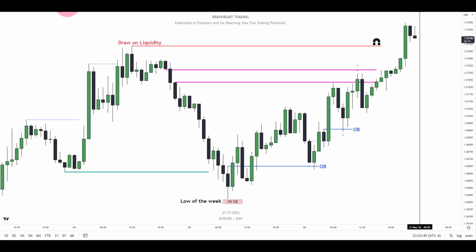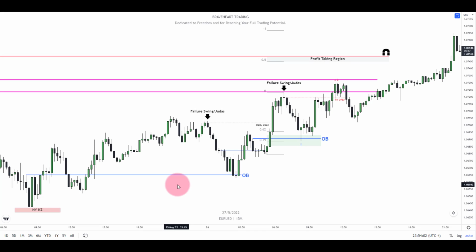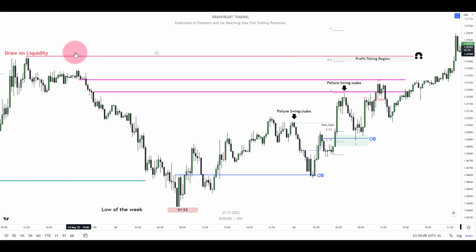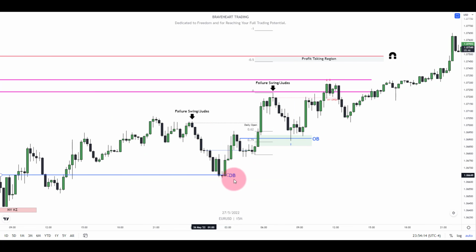So let's go into the 15-minute chart. Okay, so here we have the 15-minute chart, and this magnet here was basically the draw on liquidity and was the completion of the market maker model. This order block basically acted as the source of price to get towards that draw on liquidity, and I see any swing down counter to that draw on liquidity as a failure swing in Judas.